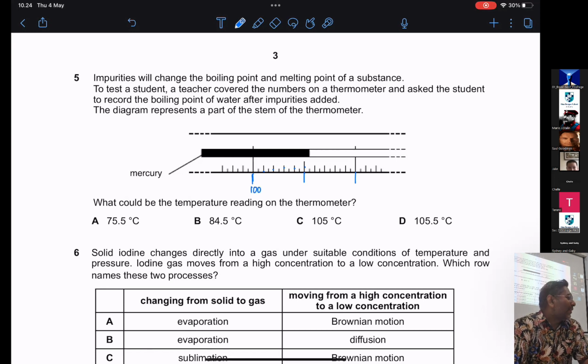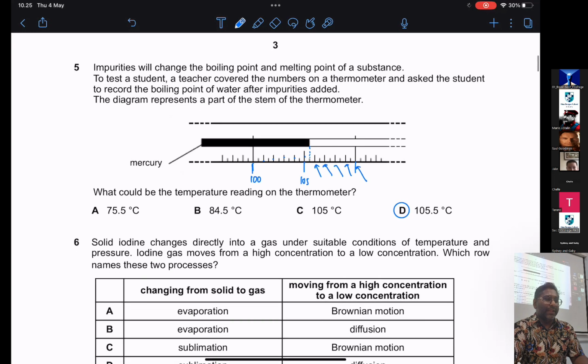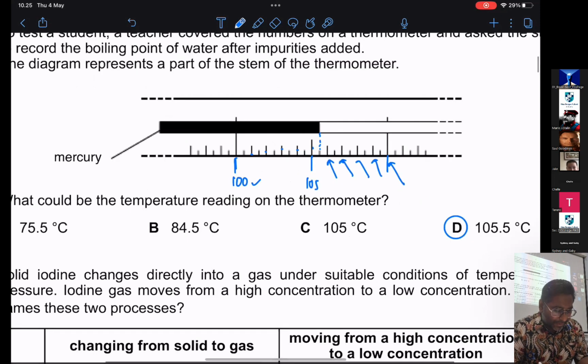So please go and read about this. Why is the boiling point going to increase? Because the impurities are going to prevent the gas from escaping to the environment, so the boiling point will be slightly higher, and then the melting point will be lower. In this case, it should be greater than 100. So what is going to be the answer here? 105 or 105.5?